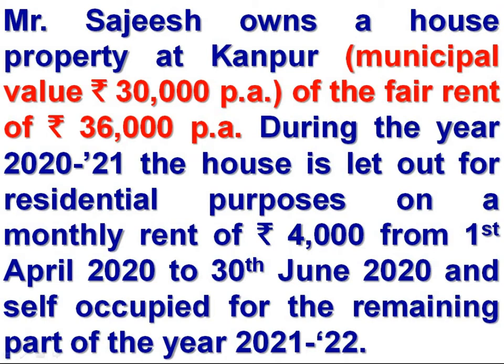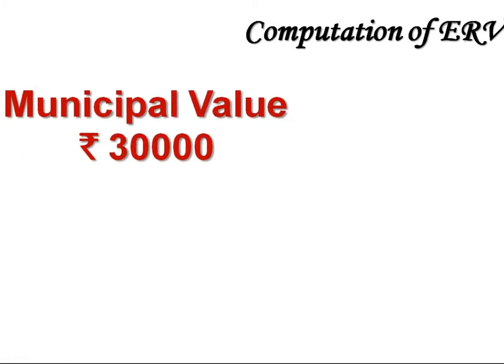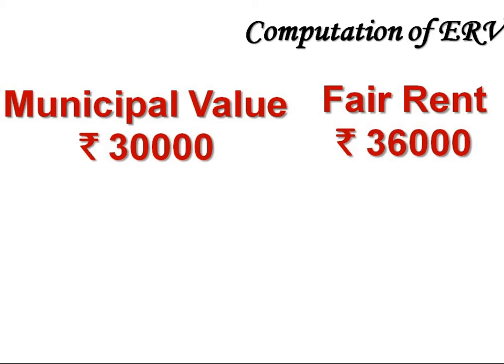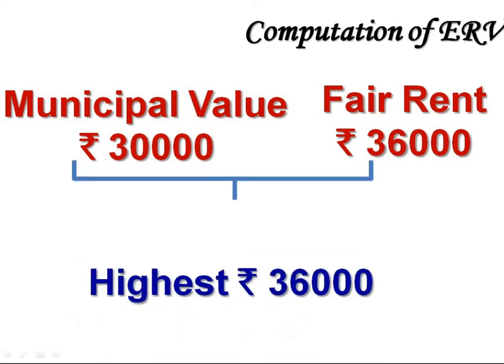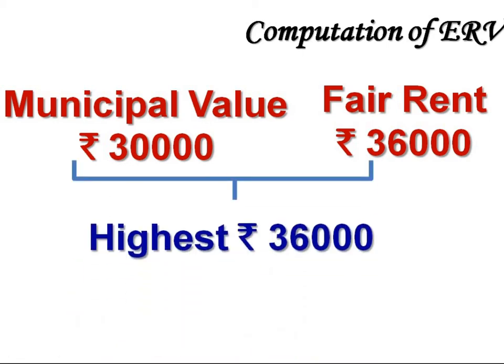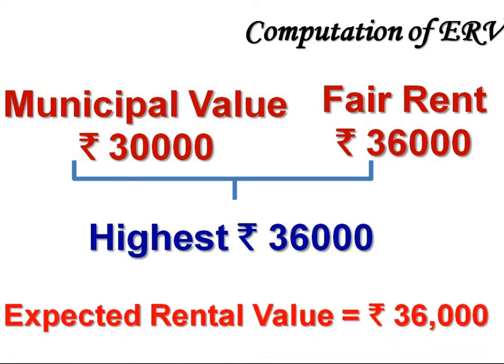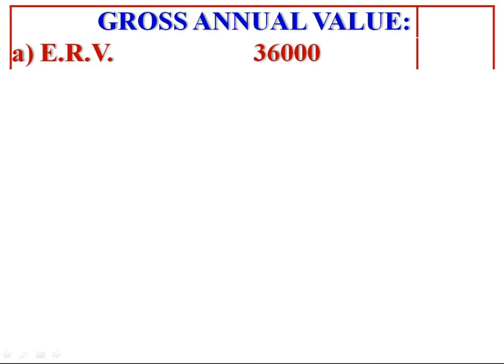These two values are given to find out expected rental value under clause A. We are given municipal value Rs 30,000, fair rent Rs 36,000. Municipal value or fair rent, whichever is higher, that is Rs 36,000, is the expected rental value. A clause, expected rental value Rs 36,000. B, actual rent for the let out period.